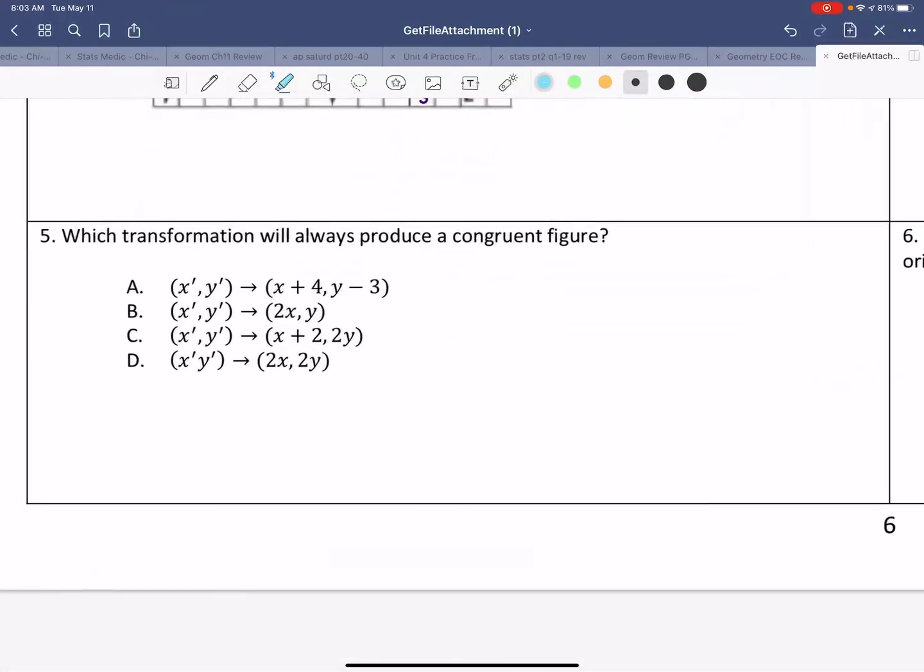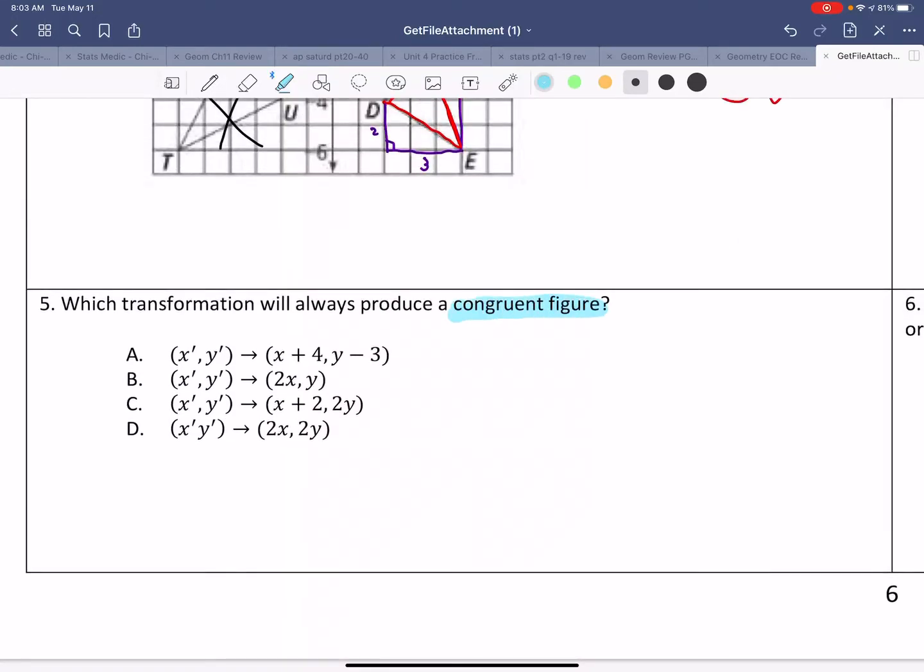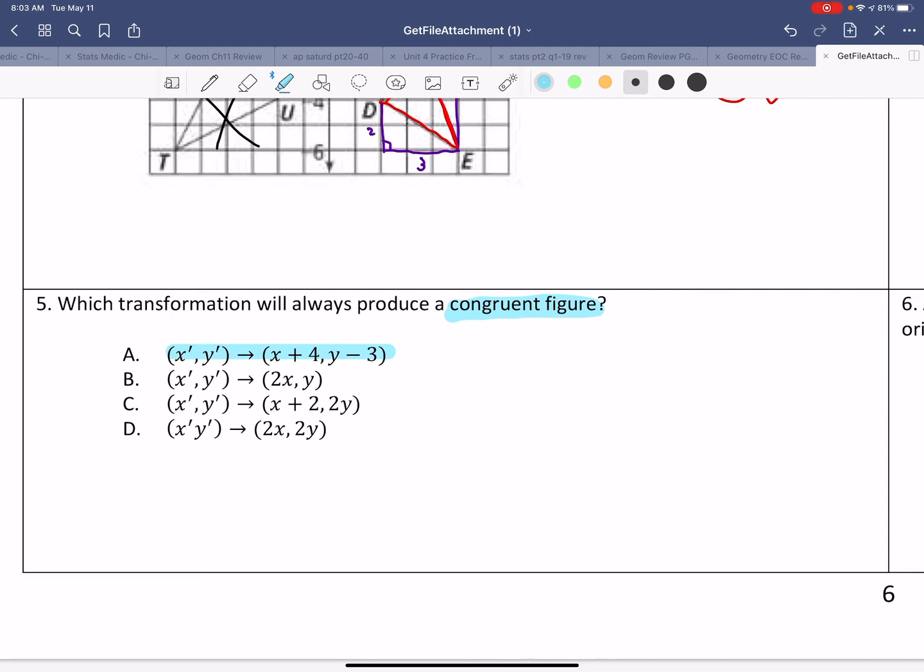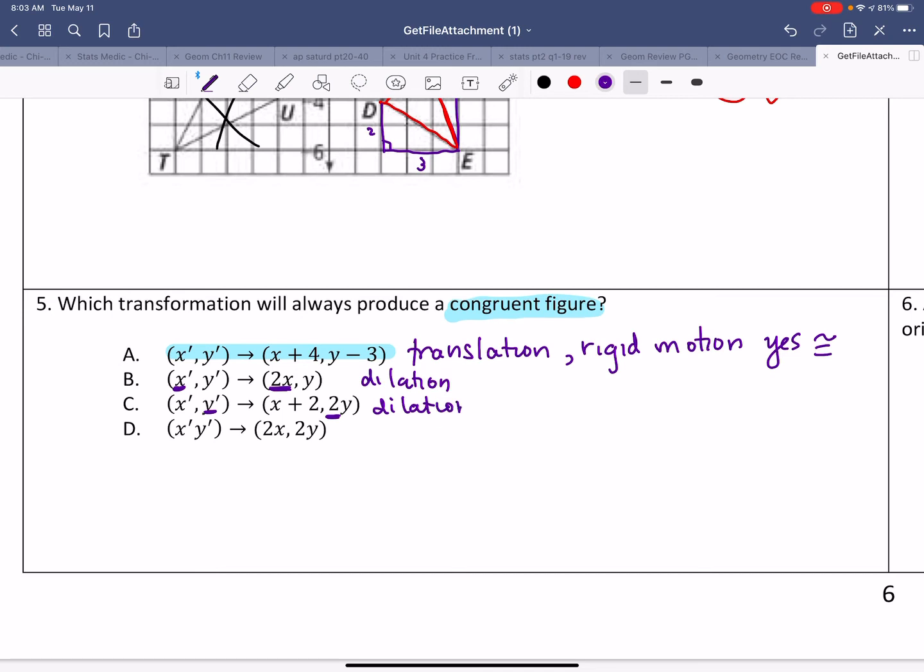Okay, question number 5. What transformation would produce congruent figures? Okay, so this is translation, and translation is rigid motion. And so we're not going to pick that one, right? Because that would produce congruence. If you took it and blew it up twice as big, that's dilation. Yep, this y coordinate's being blown up twice as big. And this one, both the x and the y. So which one would produce a congruent? Absolutely, we pick A. This one is congruent.